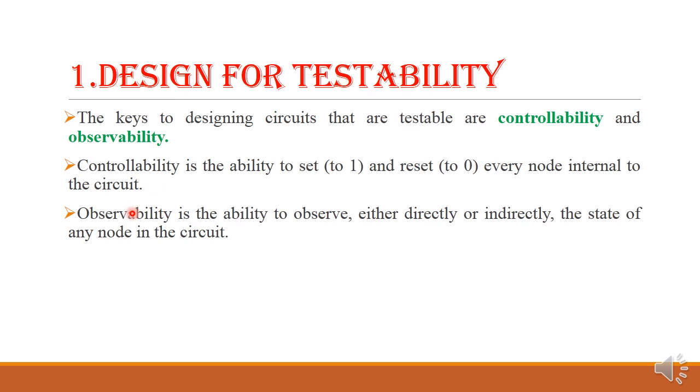The second one is observability. Observability is the ability to observe, either directly or indirectly, the state of any node in the circuit. This is used for checking the output. Controllability means giving the input value, either 1 or 0. Similarly, we can check the output using observability.